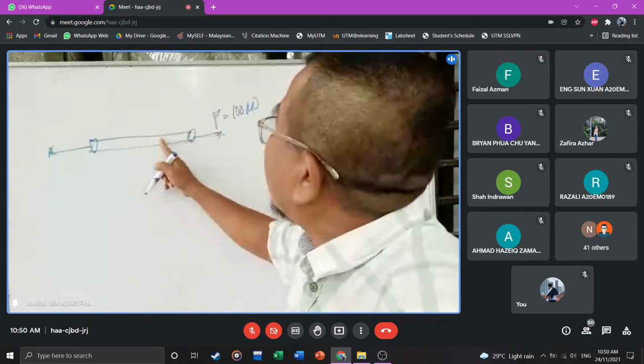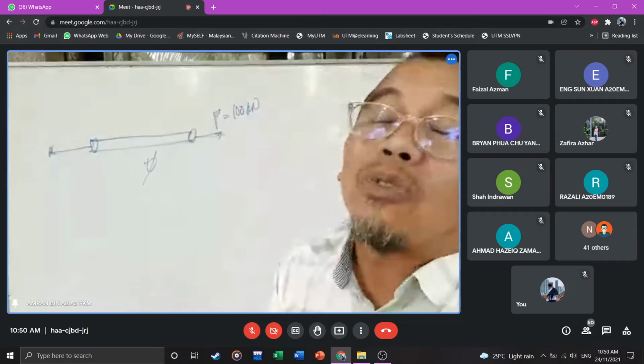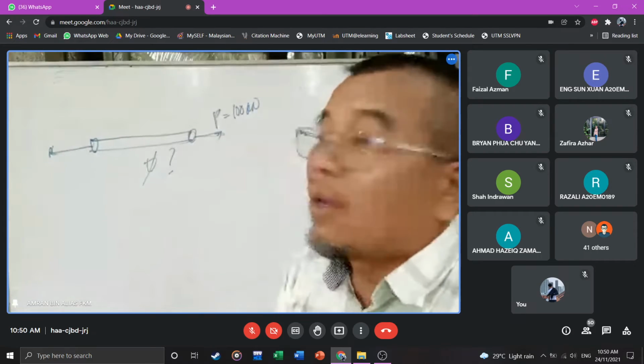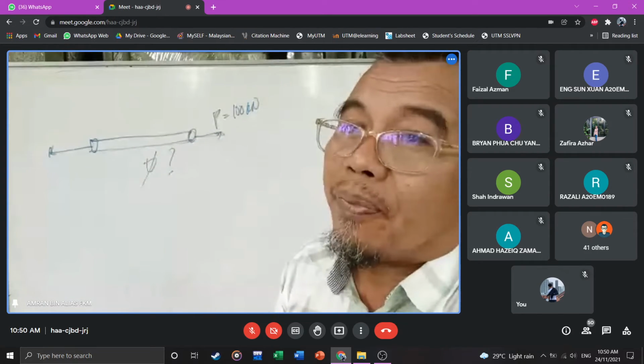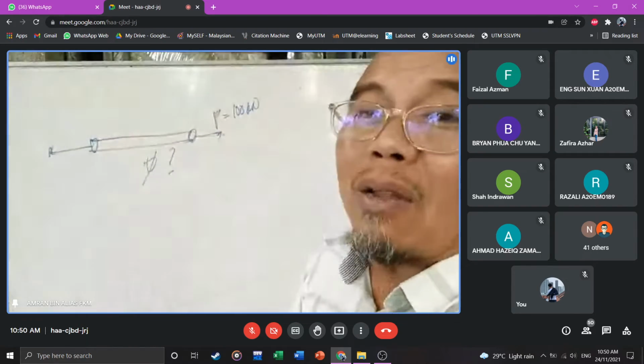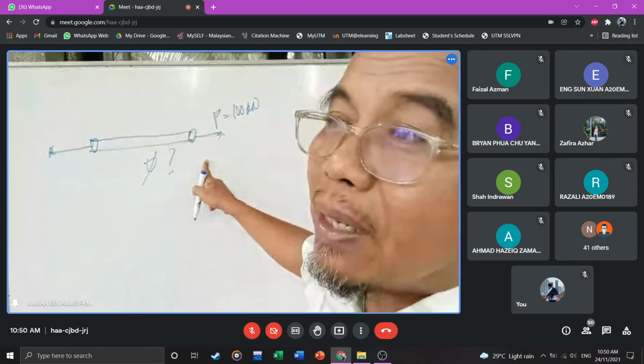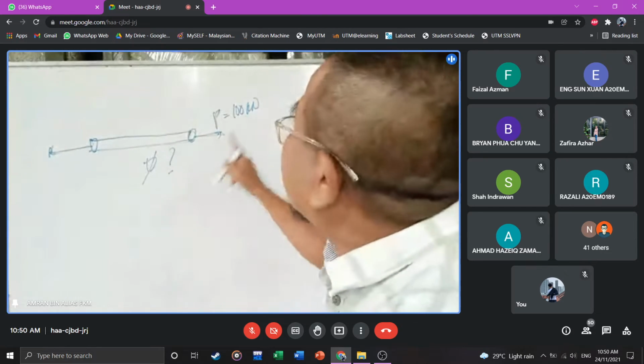Berapa saiz yang boleh saya letak? Berapa diameter yang boleh saya letak? The question: what is the diameter for it to be safe? How to do the calculation? I don't know the size, right? I don't know the size.